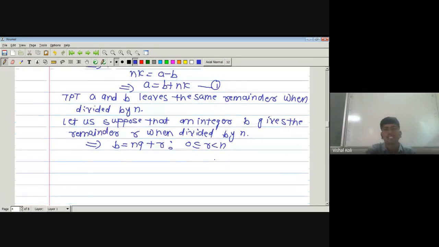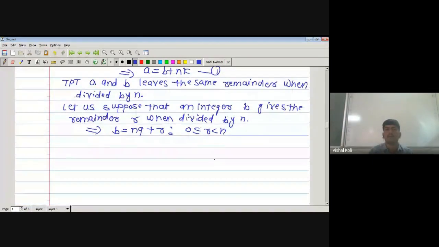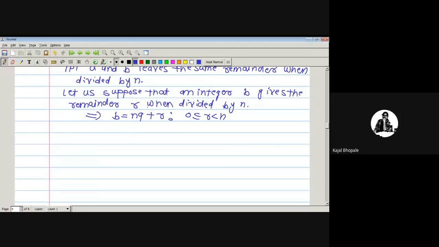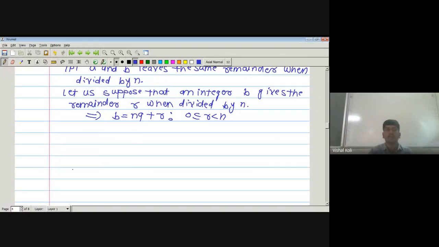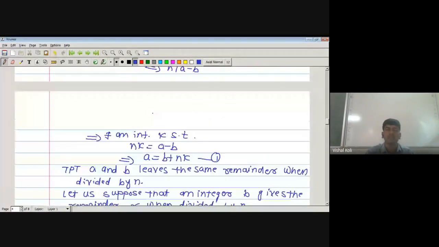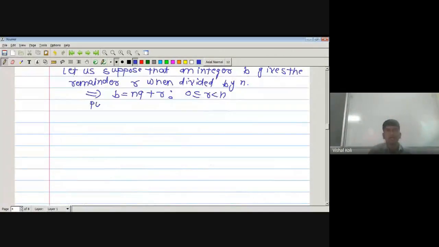Now as here we have taken the remainder for b is r, we have to check whether r is also the remainder for a or not. As here b equal to n q plus r, we get the value of b. Now we have to put the value of b in equation 1. Then we put b equal to n into q plus r in equation 1.